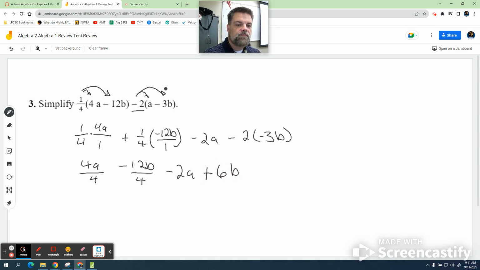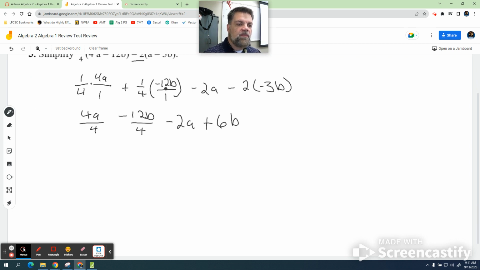Okay? Now the first two can be simplified, remember that a fraction is like a division problem. So 4 divided by 4 is just 1, so I just have a. Negative 12 divided by 4 is the same as negative 3, and I tack on the b. And then over here I have negative 2a plus 6b.